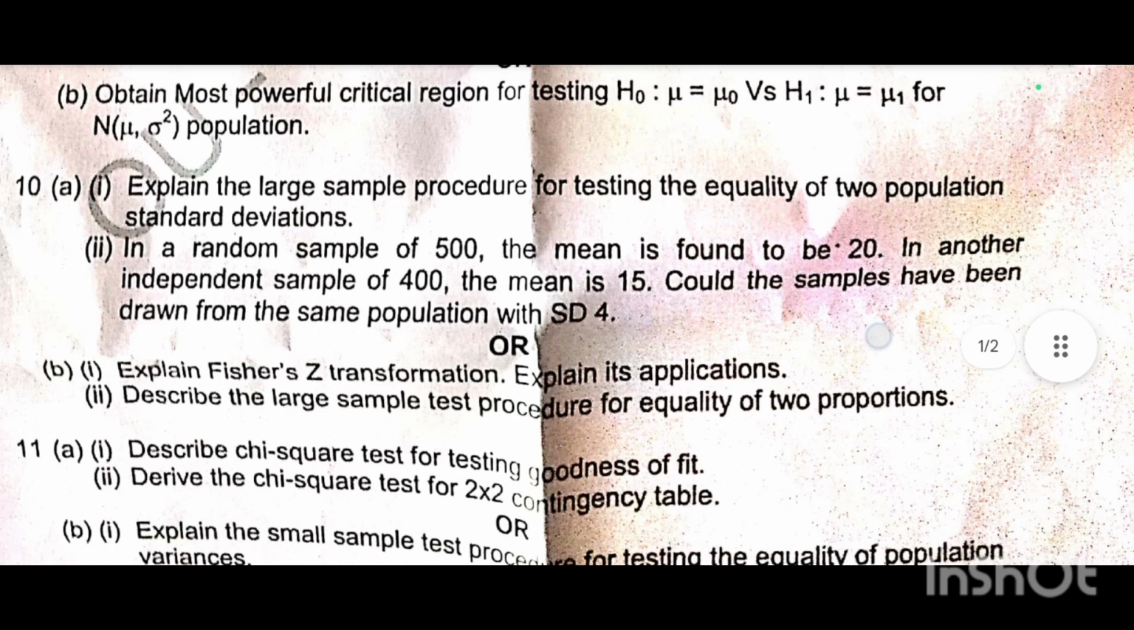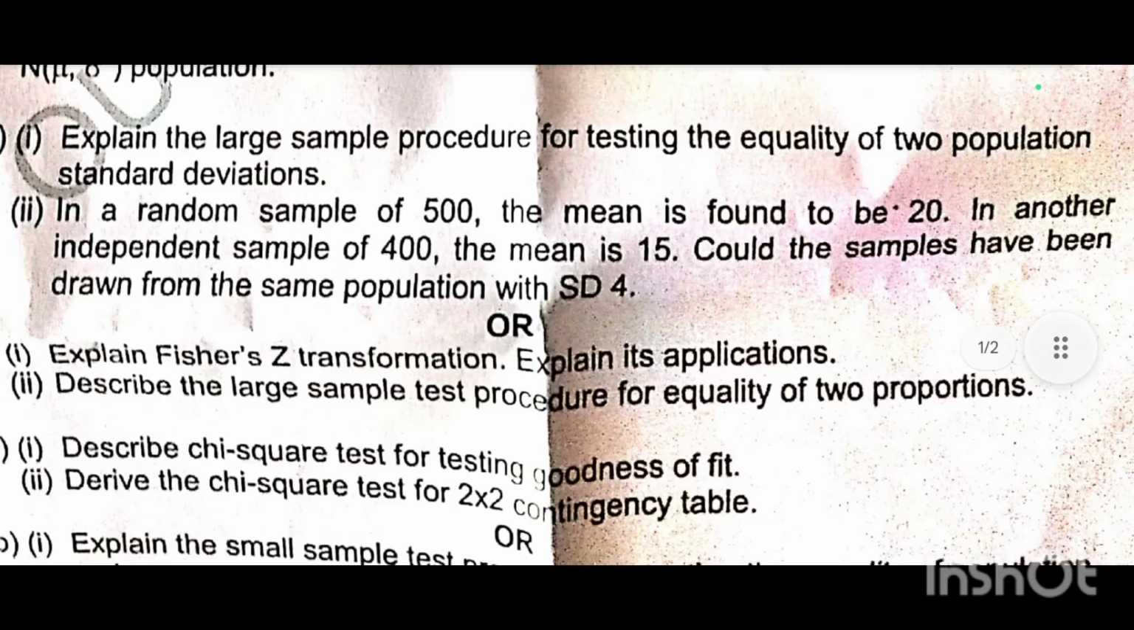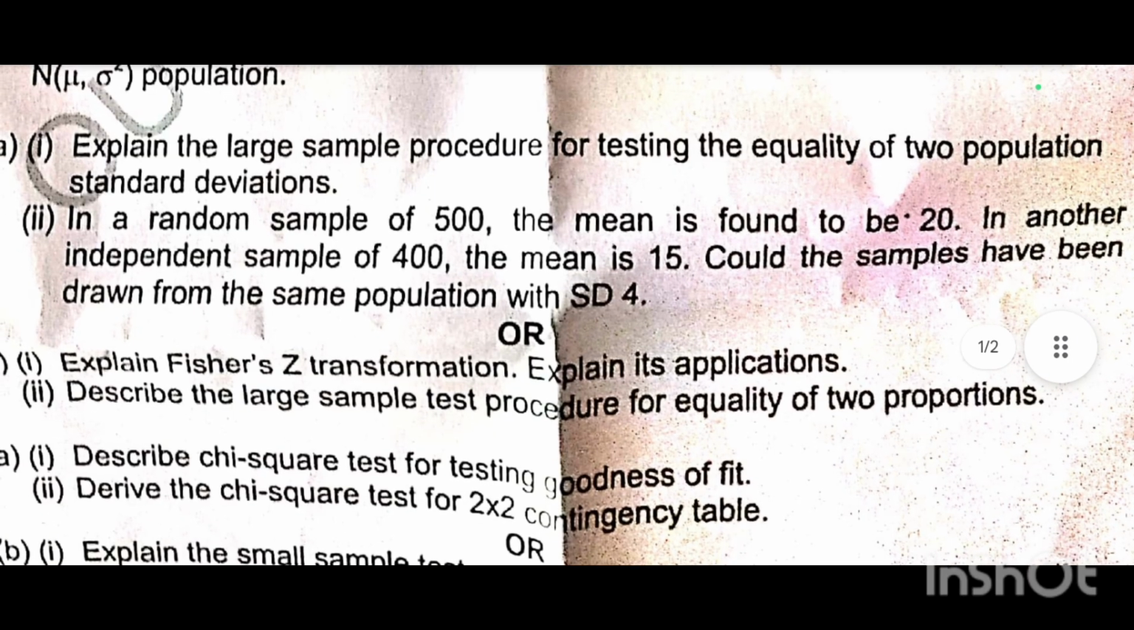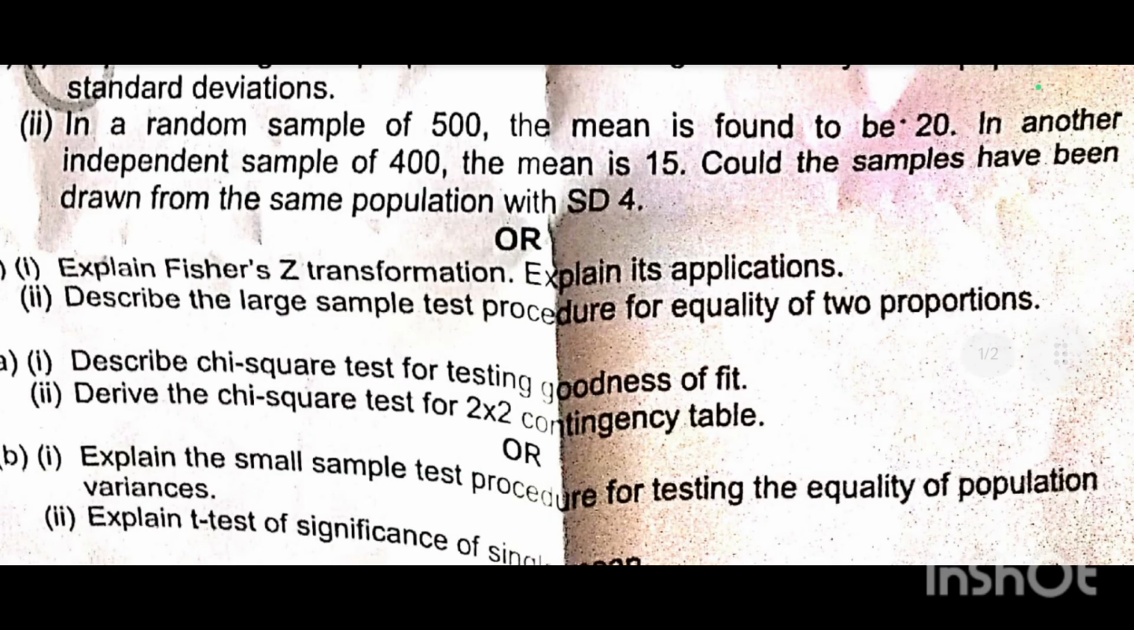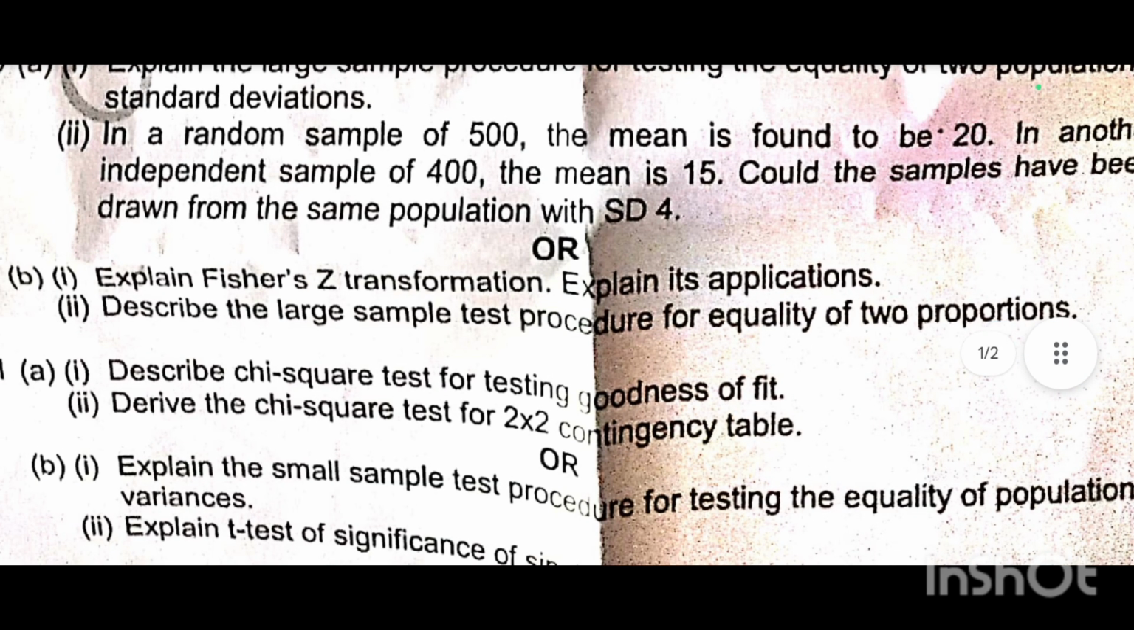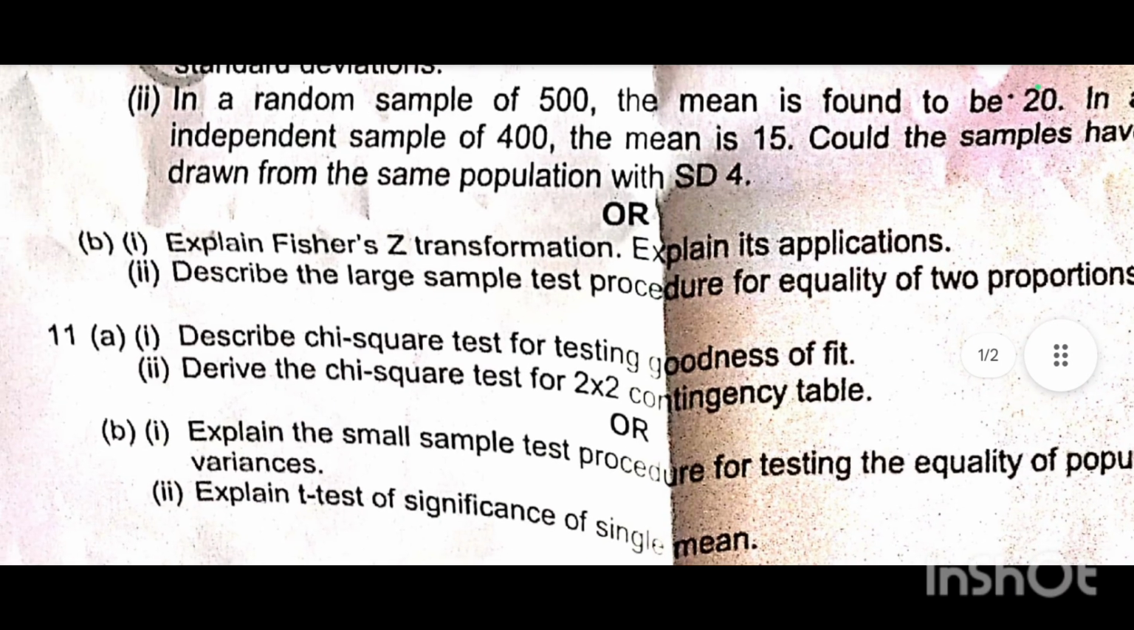Next, explain the Fisher Z-transformation, explain all its applications, describe the large sample test procedure for equality of two proportions, describe the chi-square test for testing the goodness of fit, derive the chi-square test for 2 by 2 contingency table. Very important question. This is question 10 or 11A, the second one.